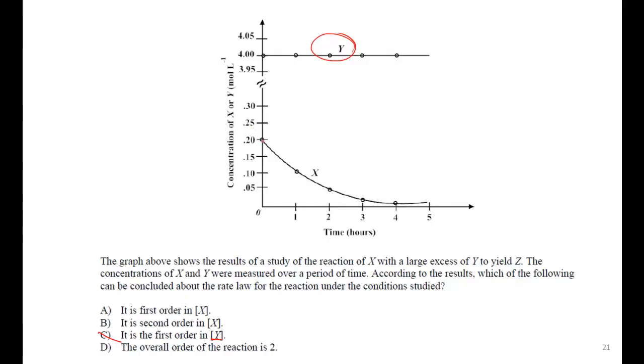If I start with 0.2 molar here, if I get down to exactly half that amount, it takes 1 hour. That's not quite a straight line, but it takes 1 hour. To get down to half of that value takes me 1 more hour. And the fact that reducing the concentration by a half always takes the same amount of time tells me this is first order. So what I know is this reaction is first order in X. And that's the answer to that question.